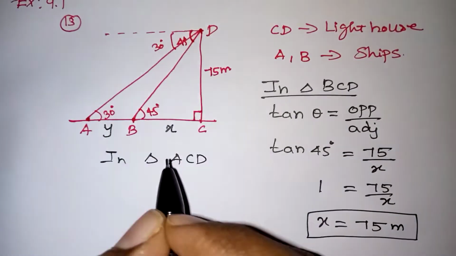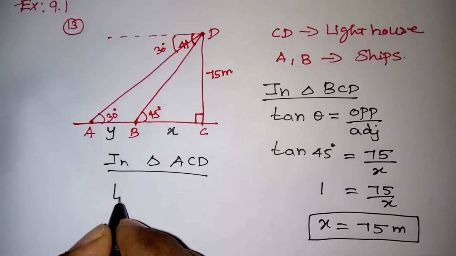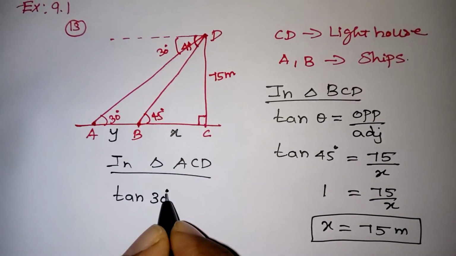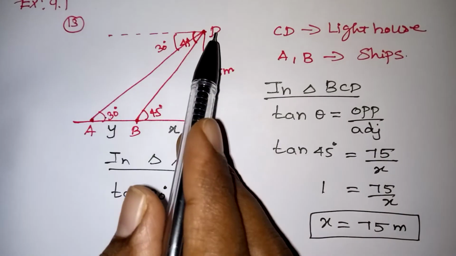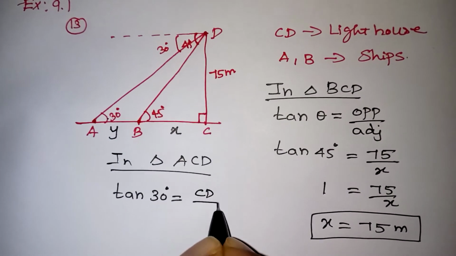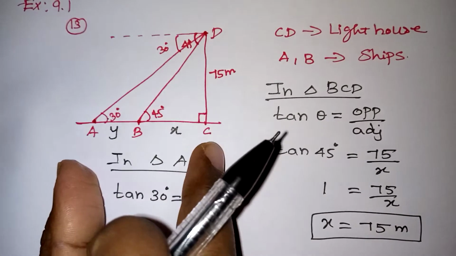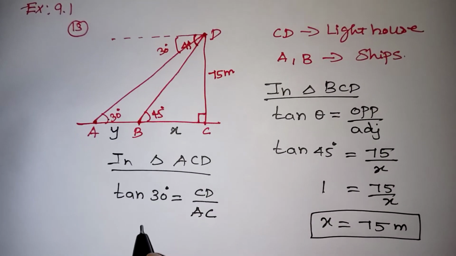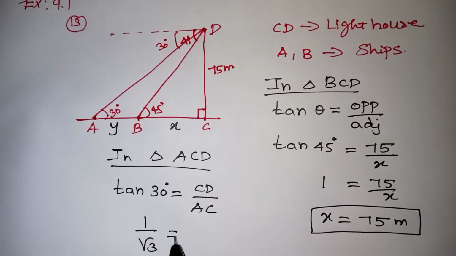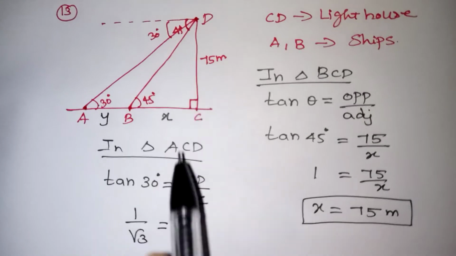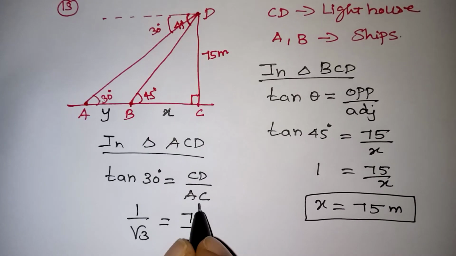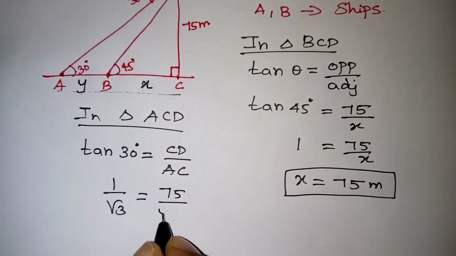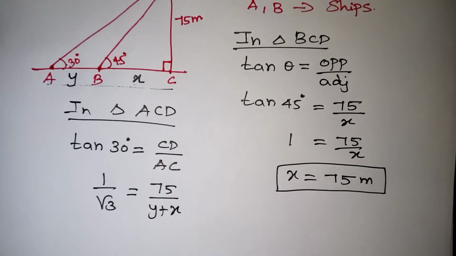The whole triangle we are taking now. In this ACD, again we are going to take tan theta, but in the theta place we should take 30 degrees, so tan 30 degrees. For tan 30 degrees, the opposite side is CD and the adjacent side is AC, the whole. Because we are taking the whole triangle, we have to write AC. Now tan 30 value is 1 by root 3, which is equal to CD, which is given as 75, by AC. AC is nothing but from A to C, X plus Y or Y plus X. Anything we can write.